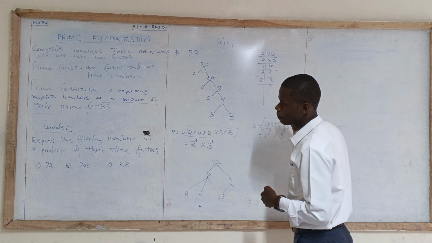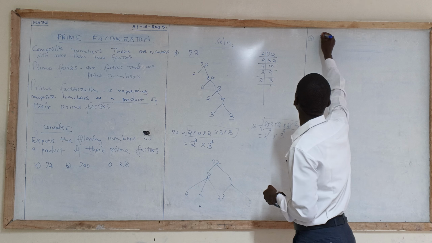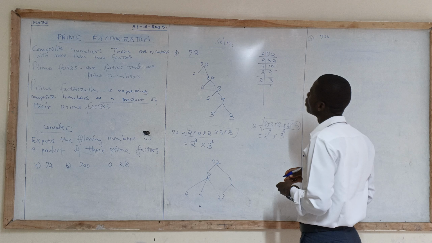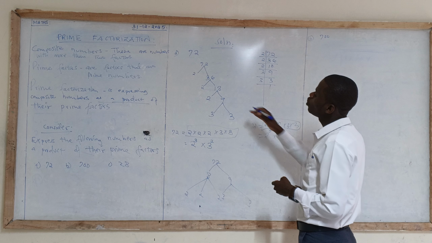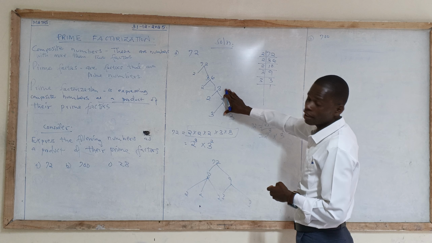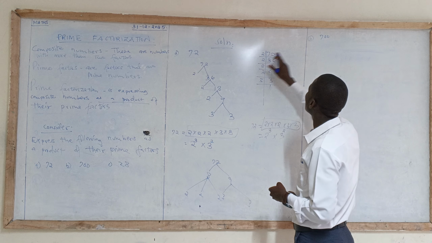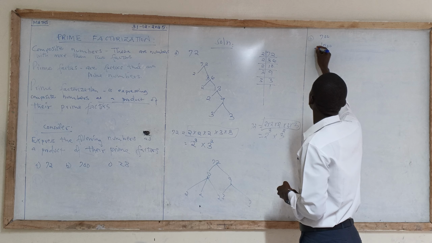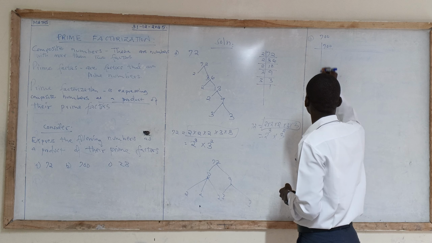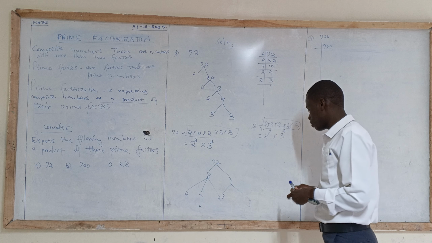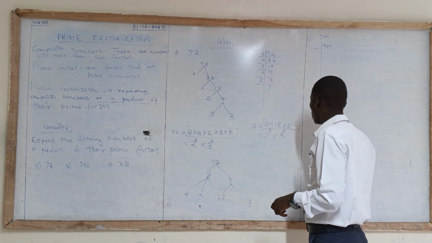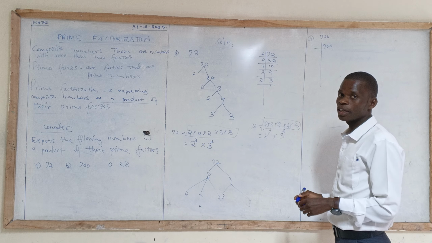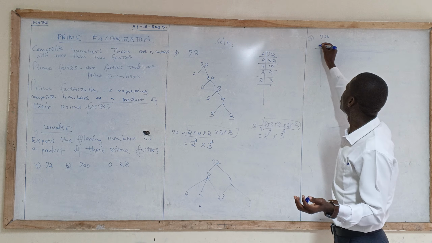Next, we have 700. Between this one and this one, it needs a lot of space, so I can use the table method. I'll have 700 here and use the table method. When I use the table method, what is the smallest prime number that can divide 700? Of course, it is 2.